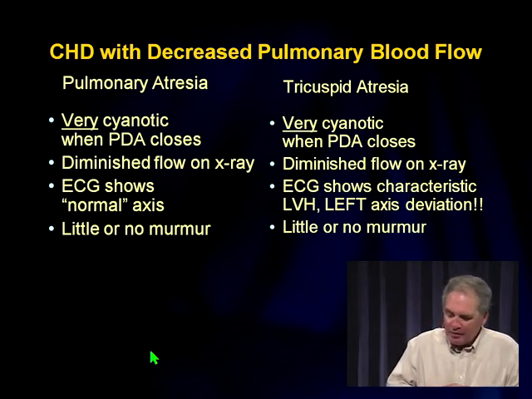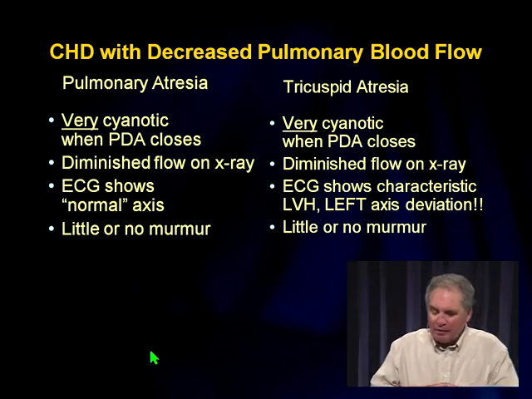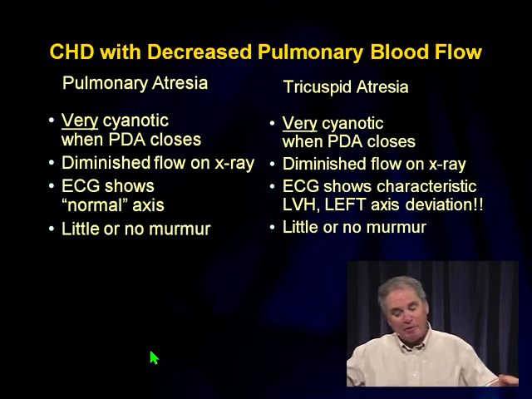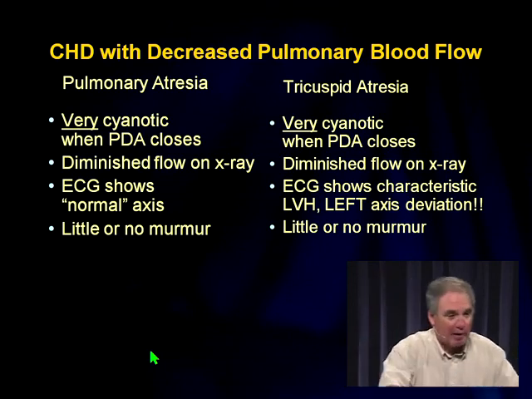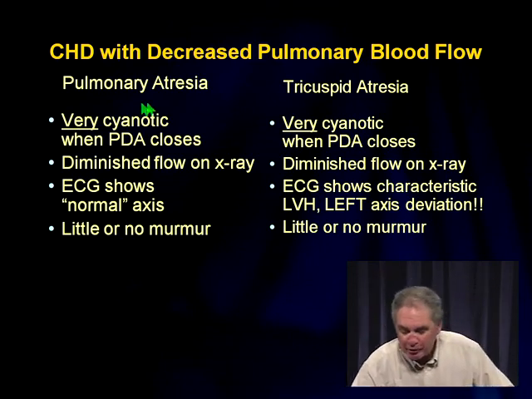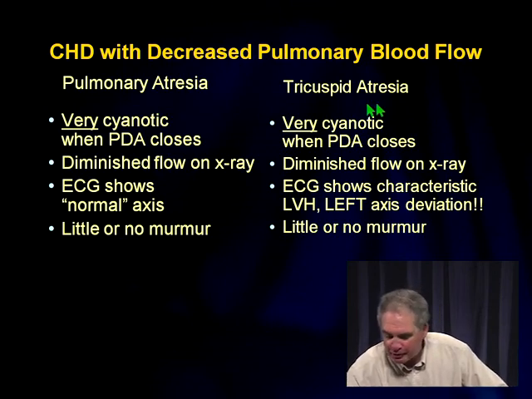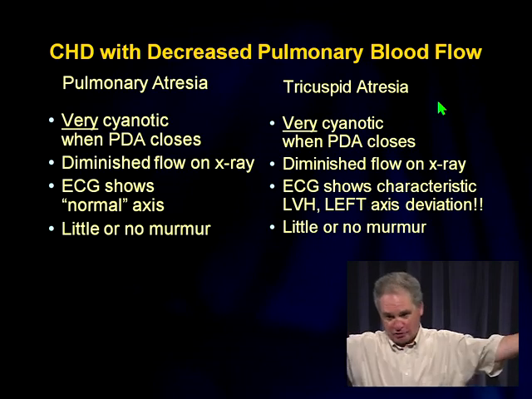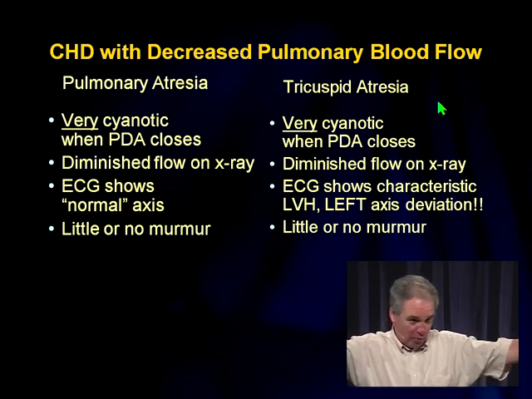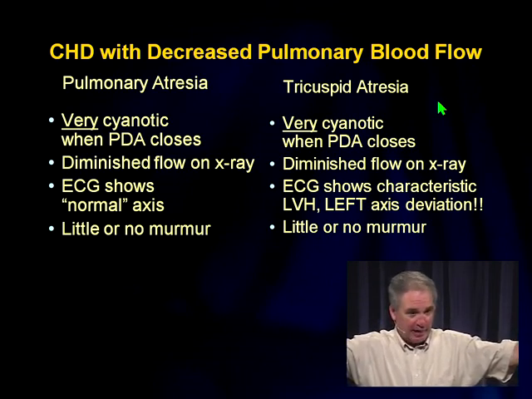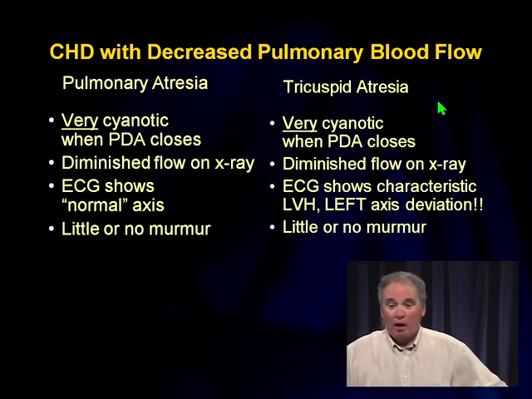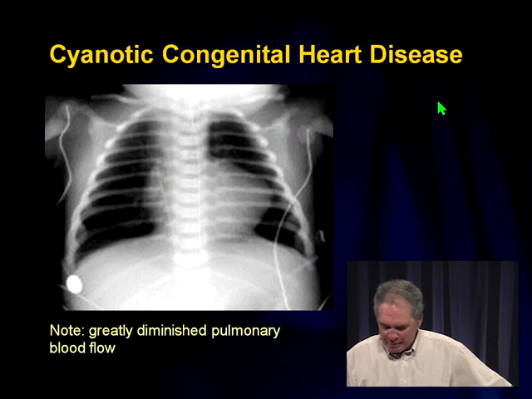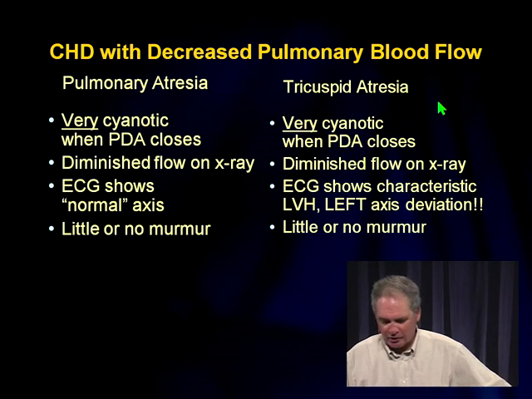So think about congenital heart disease, cyanotic disease. Let's talk about some of them with decreased pulmonary flow. Let's contrast for fun pulmonary atresia, no pulmonary valve, versus tricuspid atresia. Both will present very cyanotic when the ductus closes. No more. There's no other way for blood flow to get to the lungs. Ain't going to happen. Okay. On chest X-ray, both will show this diminished pulmonary blood flow pattern. No blood getting to the lungs.